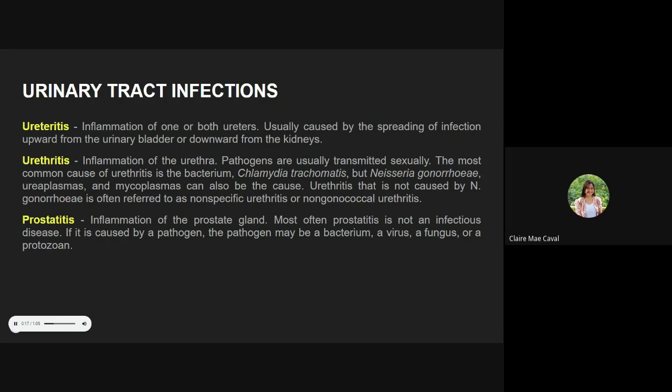Pathogens are usually transmitted sexually. So the most common cause of urethritis is the bacterium Chlamydia trachomatis. But Neisseria gonorrhoeae, ureaplasmas, and mycoplasmas can also be causes. Urethritis that is not caused by Neisseria gonorrhoeae is often referred to as non-specific urethritis or non-gonococcal urethritis.